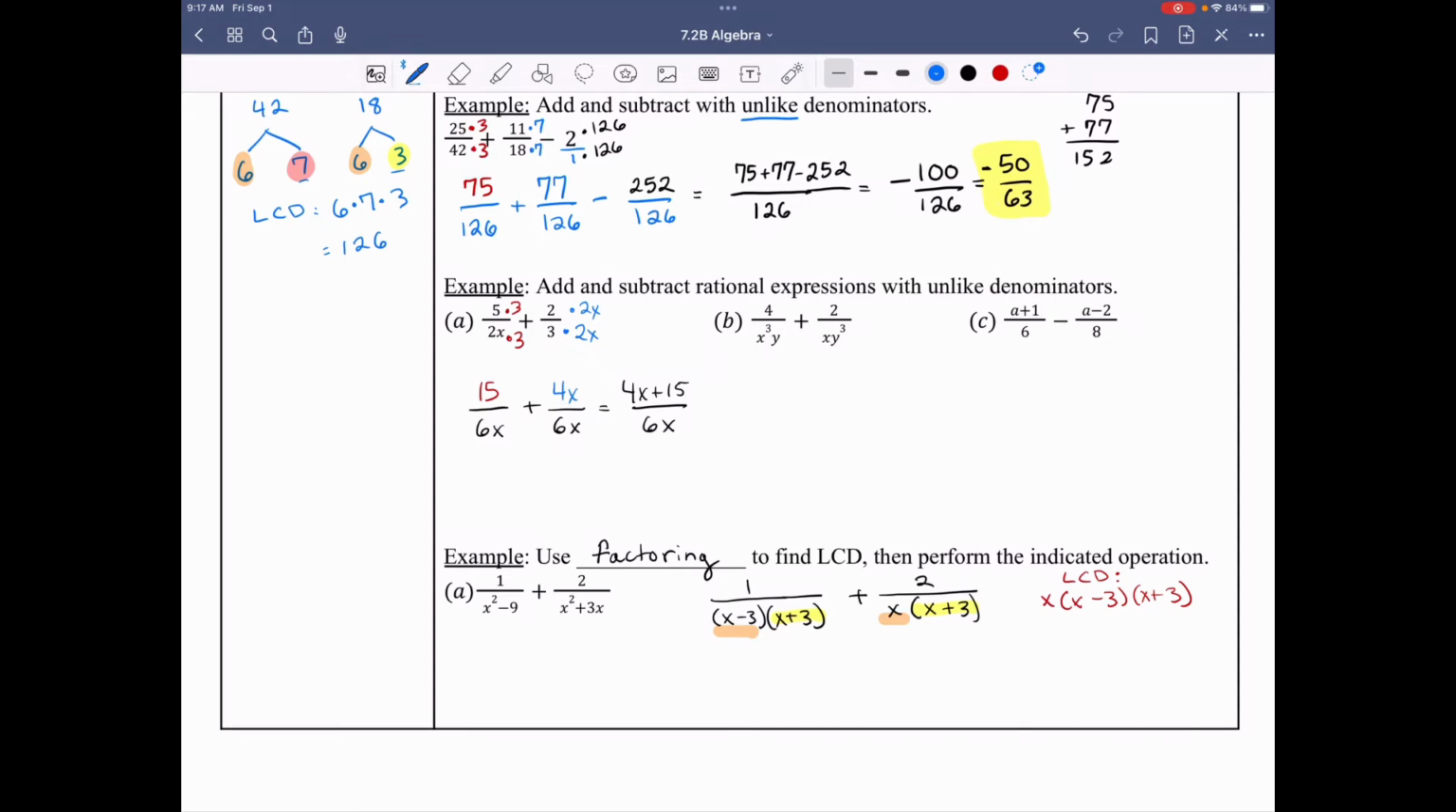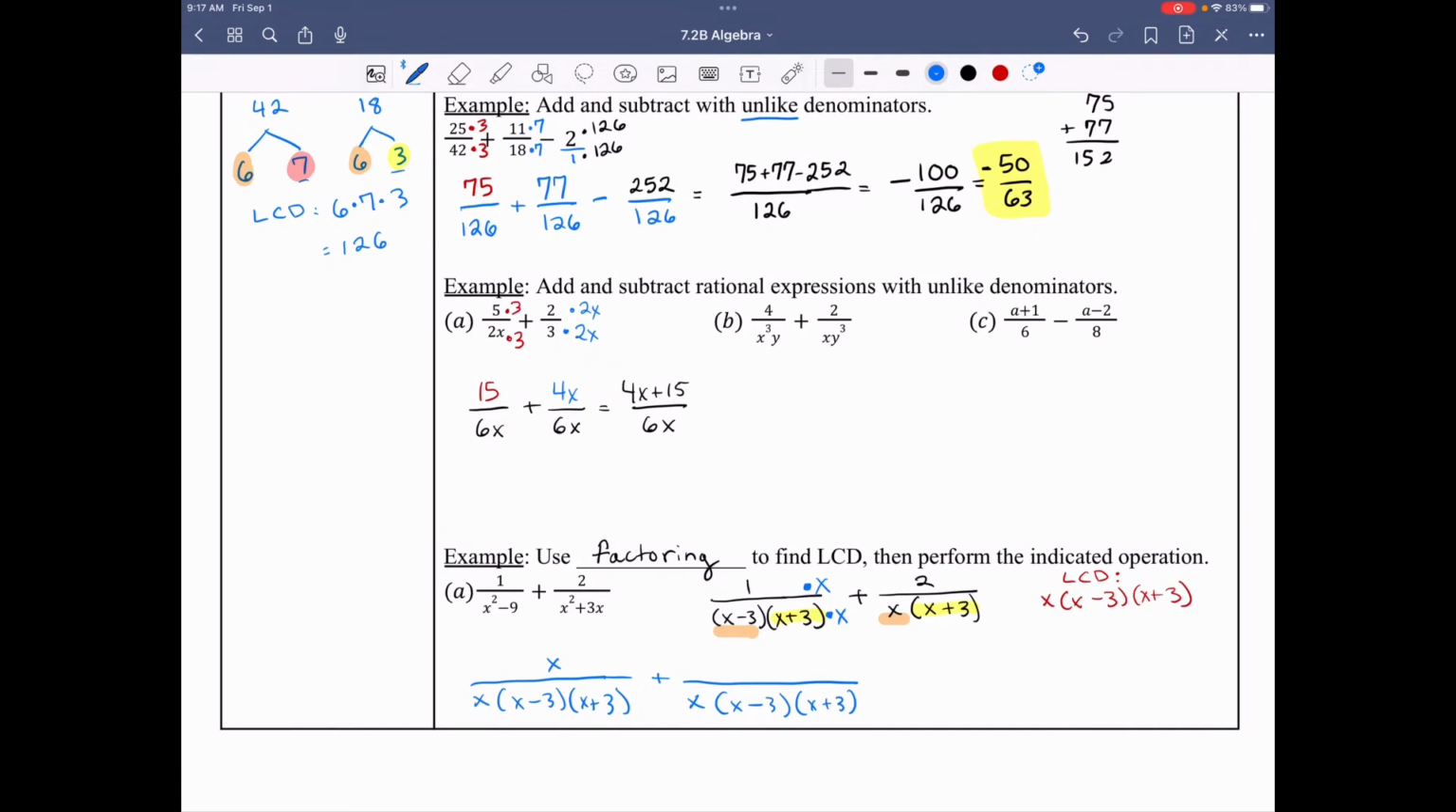Now, we will rewrite this with the common denominator as x, x minus 3, x plus 3, plus, and we write that common denominator again. So to get the 1 right here, or what we need to do with the 1, is we have to multiply by x so that the denominator has the extra x. So 1 times x is x.